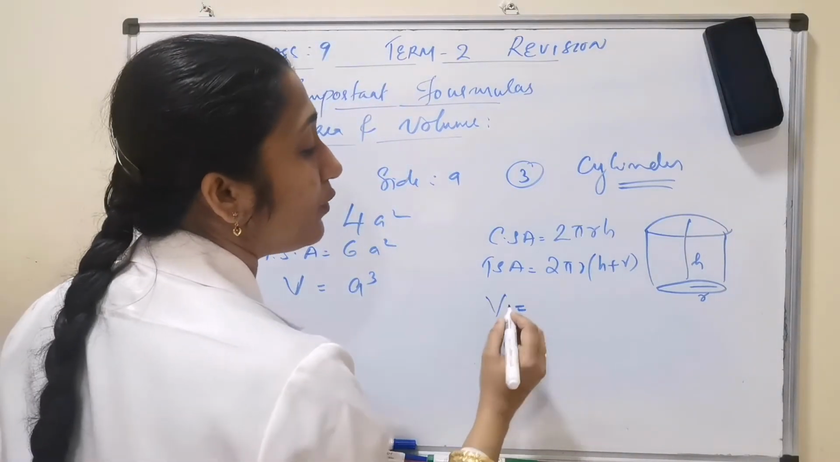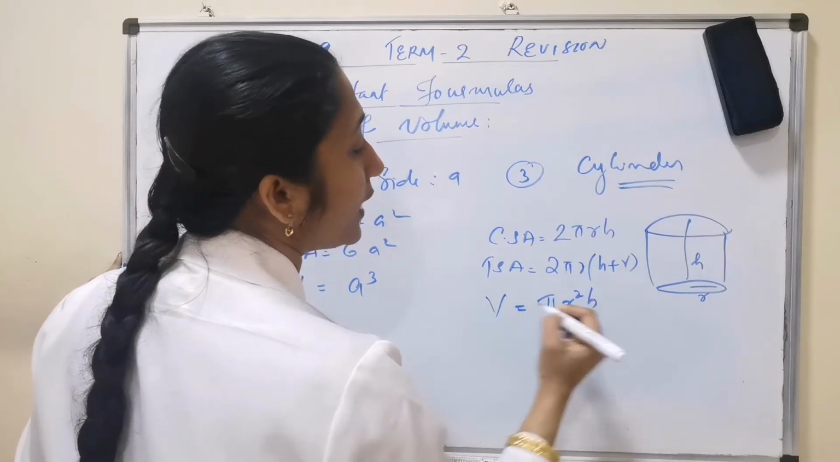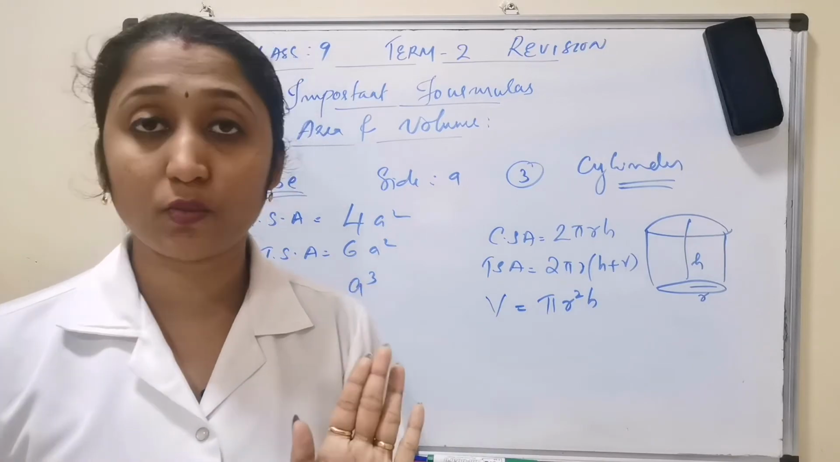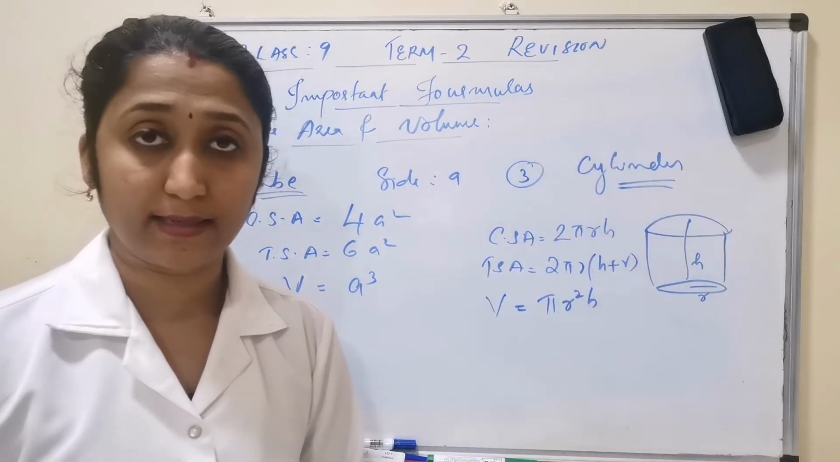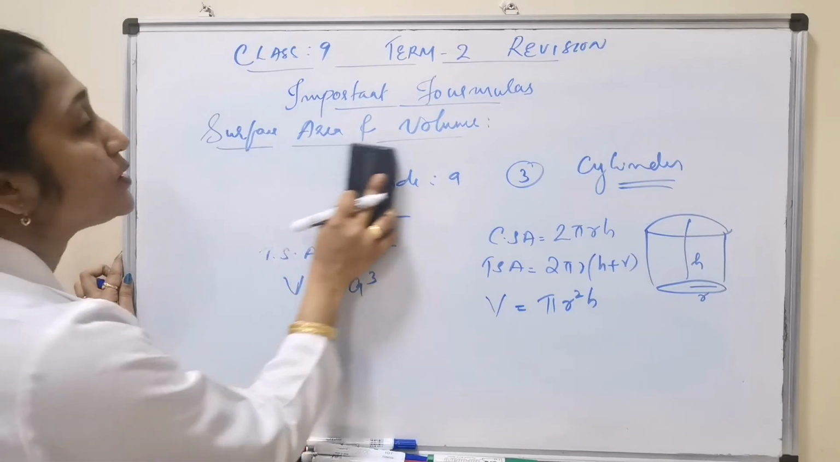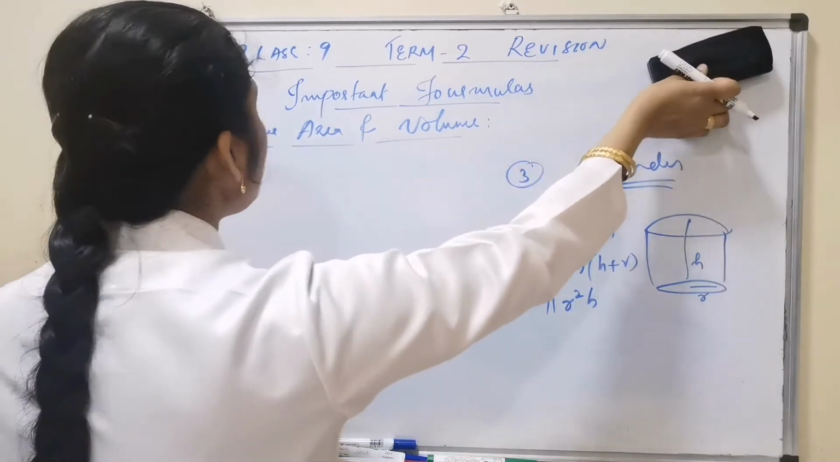And what is the volume? Volume is equal to πr²h. This is very important: volume of the cylinder is πr²h. These are based on the cylinder. Okay, the next, fourth one is the cone. So what is a cone?